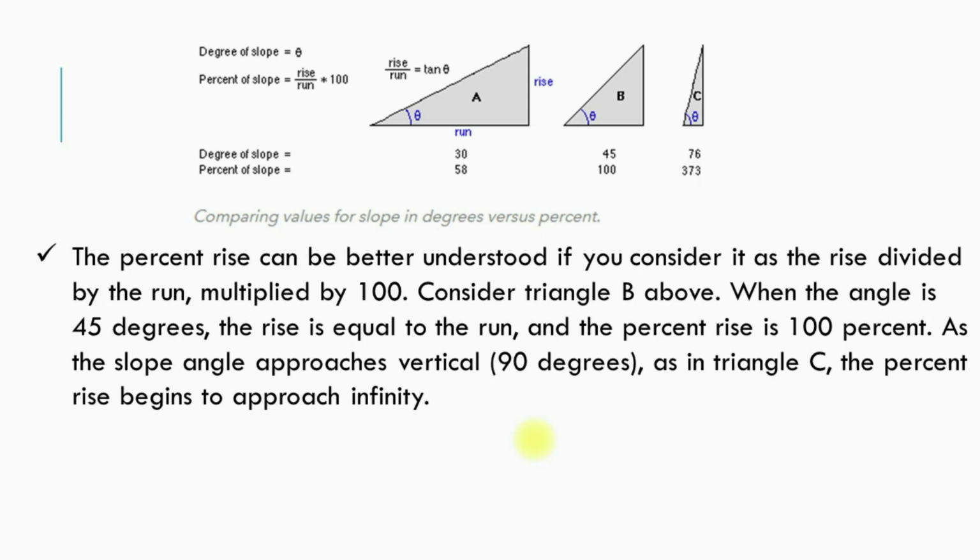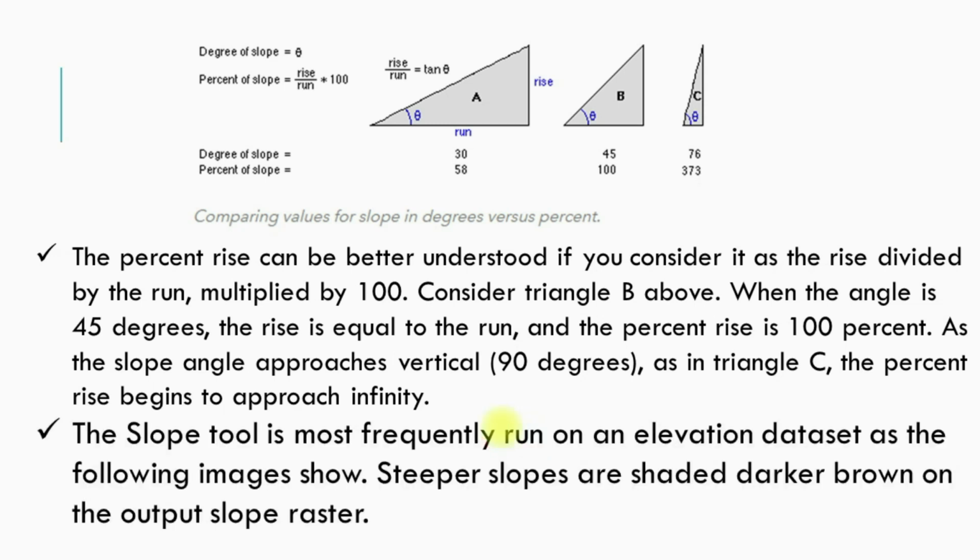So the percent rise can be better understood if you consider it as the rise divided by the run multiplied by 100. Consider triangle B above. When the angle is 45 degrees, the rise is equal to the run and the percent rise is 100%. As the slope angle approaches vertical, 90 degrees, as in triangle C above, the percent rise begins to approach infinity. The slope tool is most frequently run on an elevation dataset, as the following image shows.